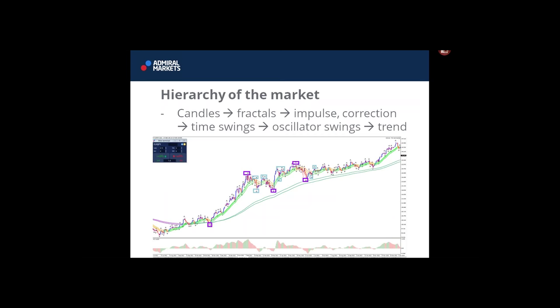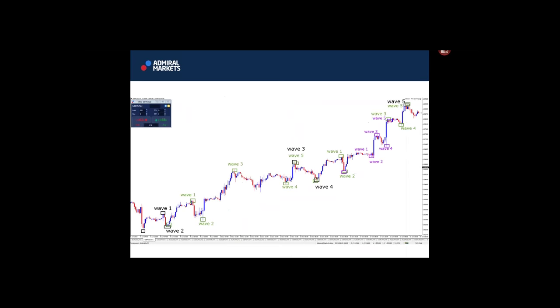And that's it. Basically, you got the candle, and we can read the candle if it's bullish or bearish, understand what the fractals are, then understand if that piece of that leg is an impulse or correction, and then the swing according to the time factor, according to the oscillator, and then basically those swings will make the trend. That's how I look at the hierarchy.